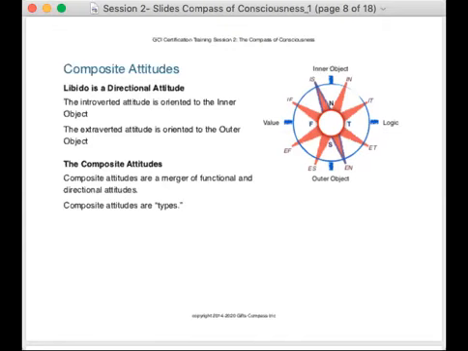So in this training, we will use the term type only when referring to the 8 composite attitudes: introverted thinking, extroverted thinking, introverted intuition, extroverted intuition, introverted feeling, extroverted feeling, introverted sensation, and extroverted sensation.